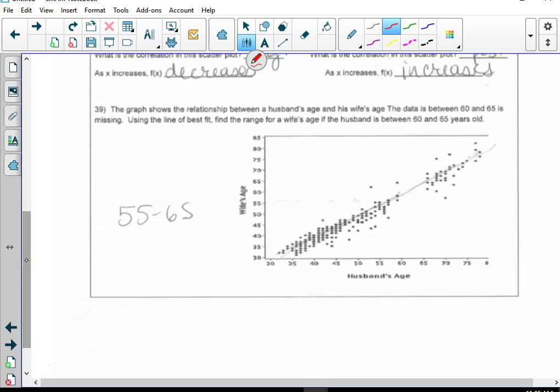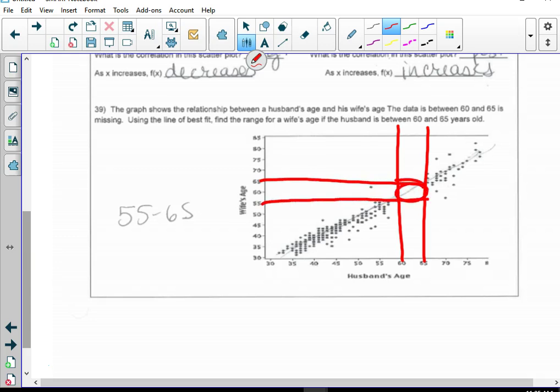Now it says here, using the line of best fit, find the range for a wife's age if the husband's between 60 and 65. So all you do is basically go boom, boom, okay, and find out where that would be for the wife's age. So somewhere in there, like 55 to 65. Okay? The data would probably be there. That's all you do. You just kind of look for the intersection.